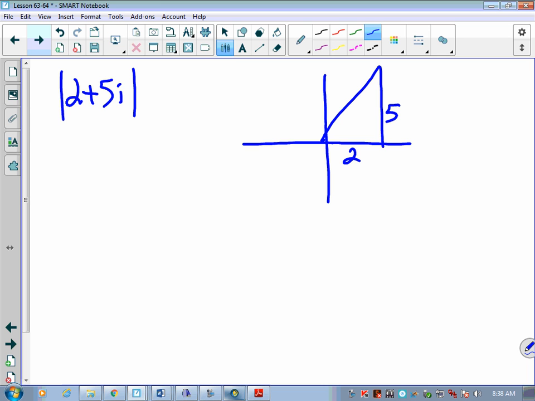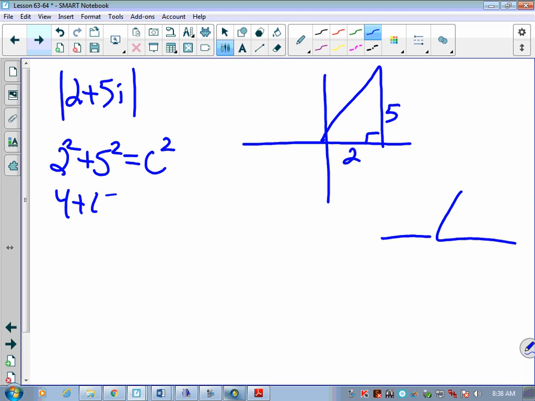Now remember, in the polar form, that number that comes out over here is the hypotenuse. We should be able to figure that out, right? So 2 squared plus 5 squared equals c squared. 4 plus 25, so square root of 29. But we're not going to want just a square root of 29. They're going to ask for a decimal number. Let's go ahead and get that to 2 decimal places. What is the square root of 29? 5.39.